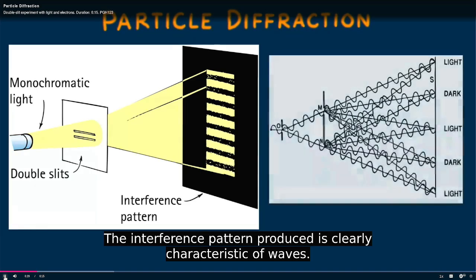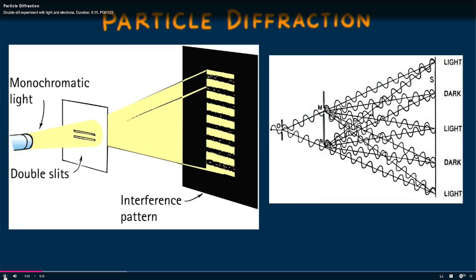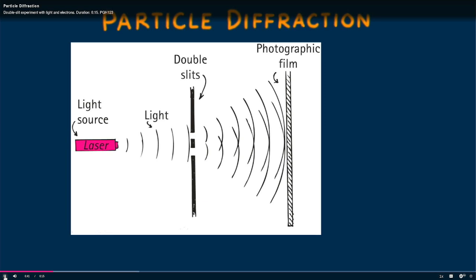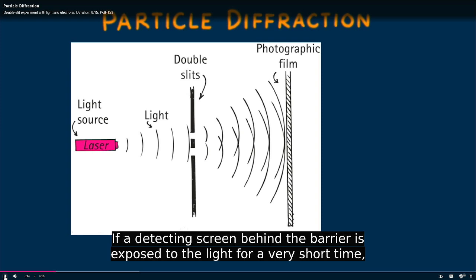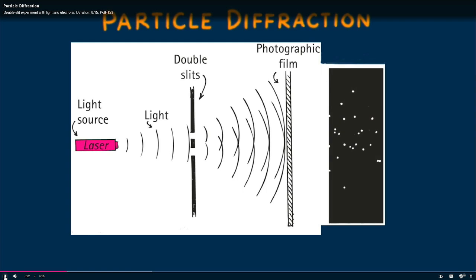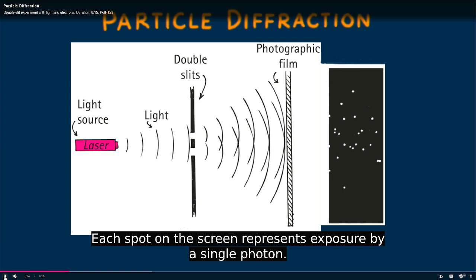The interference pattern produced is clearly characteristic of waves. Suppose we dim our light source, allowing an effect that only one photon at a time reaches the barrier with the thin slits. If a detecting screen behind the barrier is exposed to the light for a very short time, its exposure shows only a few grains. Each spot on the screen represents exposure by a single photon.